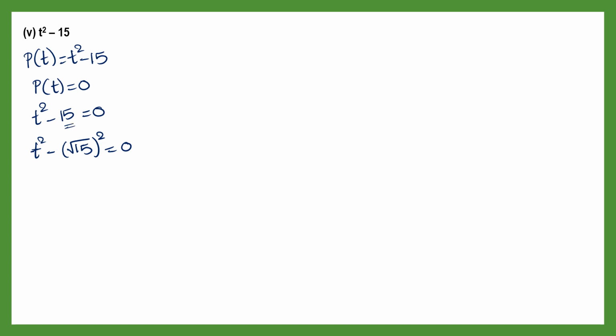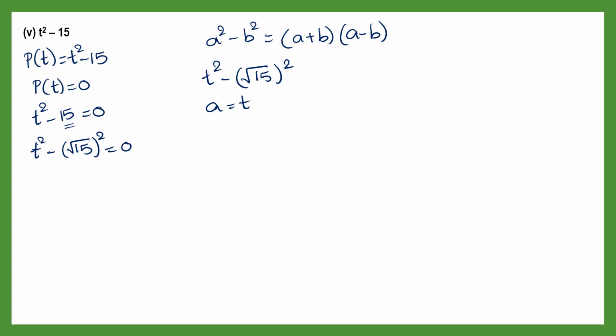So it is in the form of a square minus b square. Now you all know that a square minus b square is nothing but a plus b into a minus b. So here it is t square minus root 15 whole square. If you compare these two, you will get a is equal to t, b is equal to root 15. So you can write it as t plus root 15 into t minus root 15 is equal to 0.